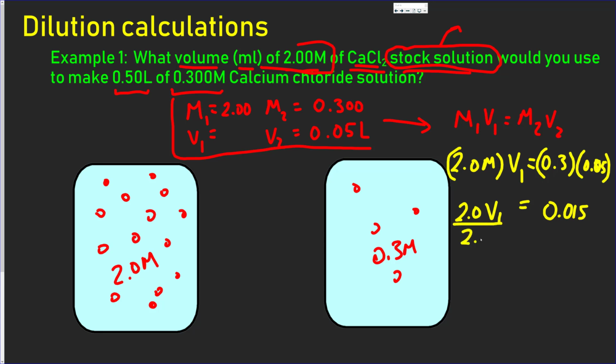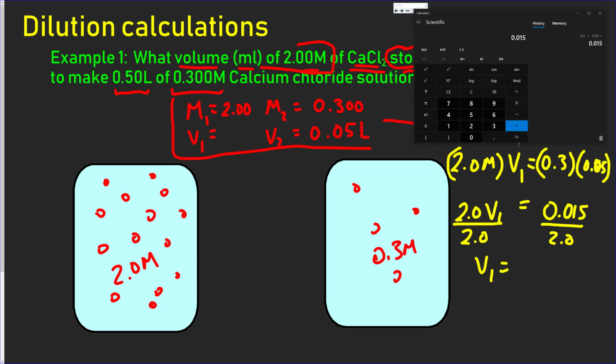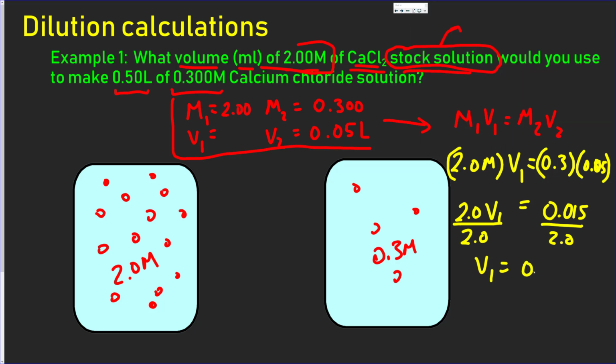I'm going to isolate V1, divide 2.0 on both sides. So V1 is equal to this answer divided by 2, which is going to be 0.075. So what are my units here? I know that this is volume, but is this going to be in liters or milliliters? If you know your molarity formula, it's moles per liter, and all of this, I have not changed anything. So this is going to be my liters. And if I want to change this to milliliters, I need to multiply this answer by 1,000.